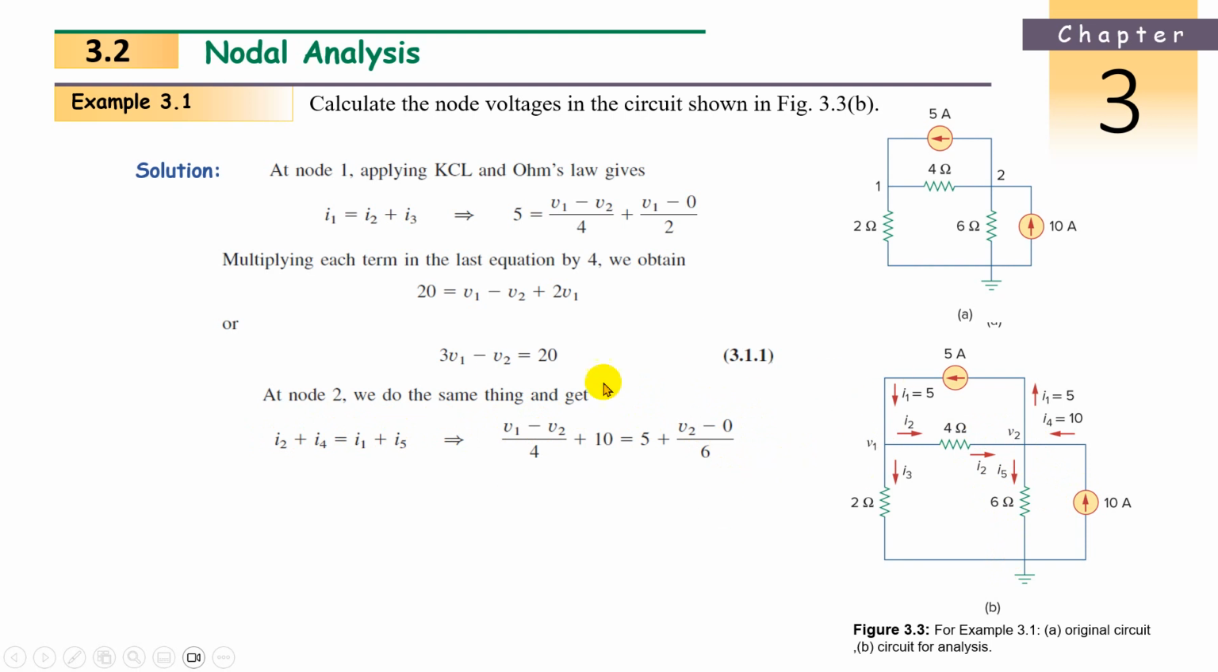So now rearrange this. You will get some equation. Then you will rearrange that one. You will get, in terms of V1 and V2, minus 3V1 plus 5V2 equal to 60. So how many equations did we get? Here one equation, and another equation.